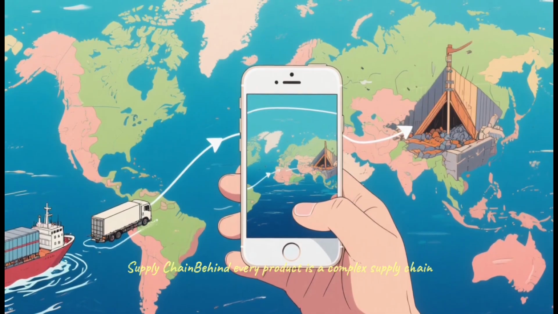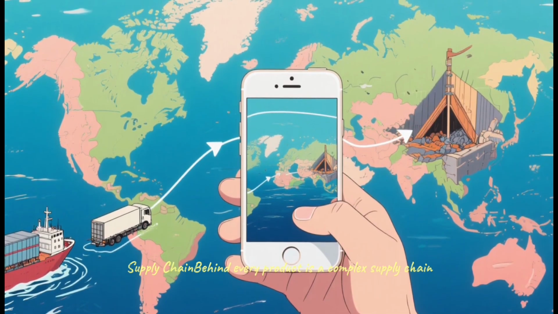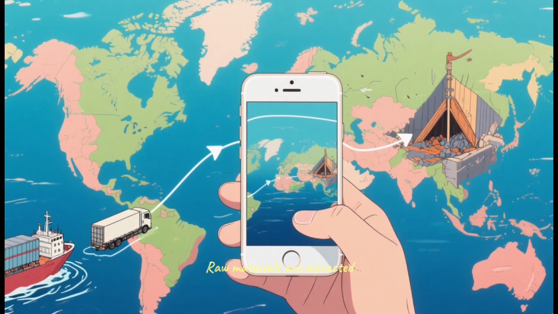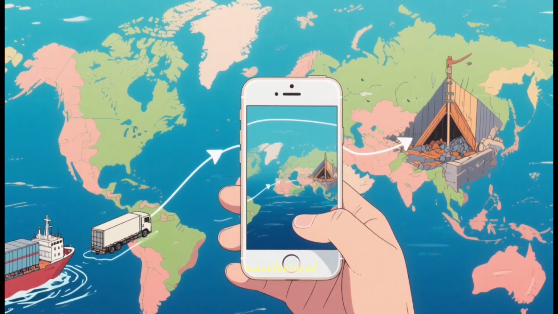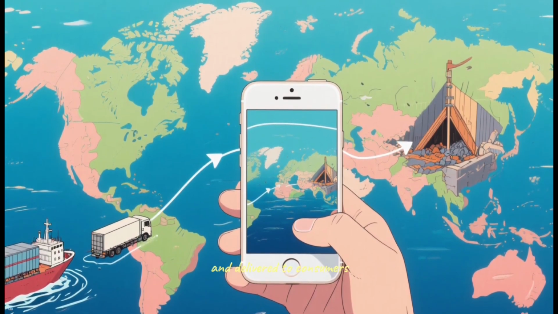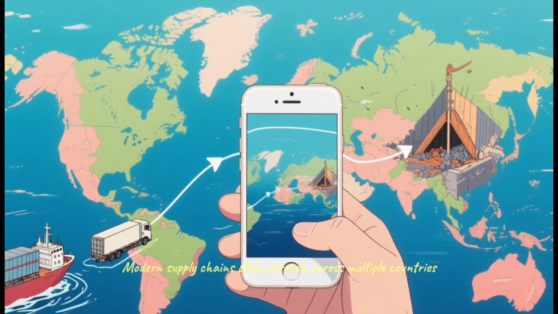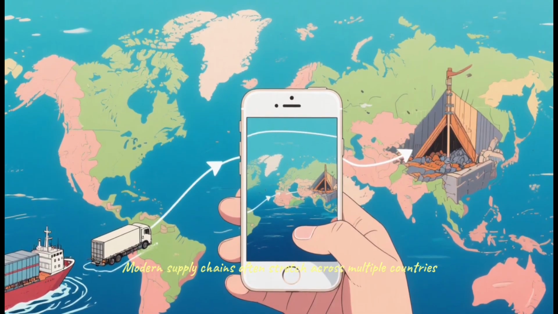Supply chain. Every product is a complex supply chain. Raw materials are extracted, transported, manufactured, and delivered to consumers. Modern supply chains often stretch across multiple countries.